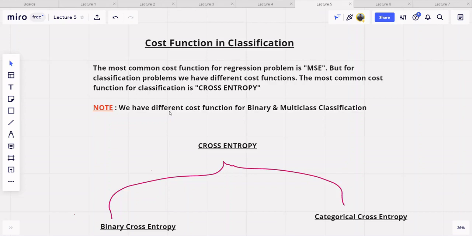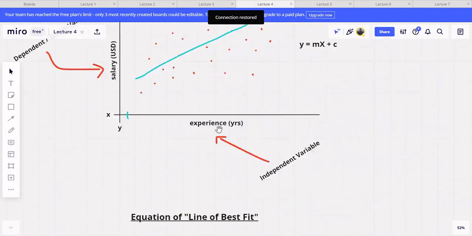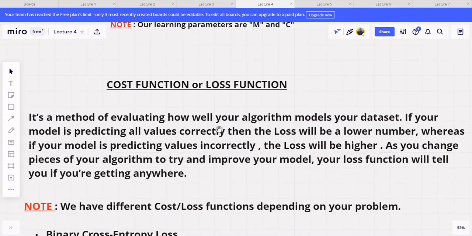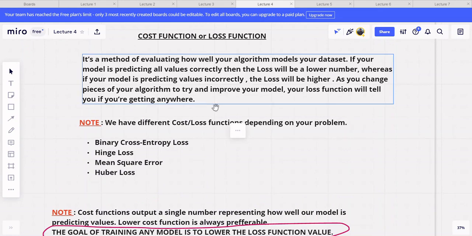So now we know that in regression problems, we saw what a cost function is, and how we use the cost function to calculate the parameters of our model.